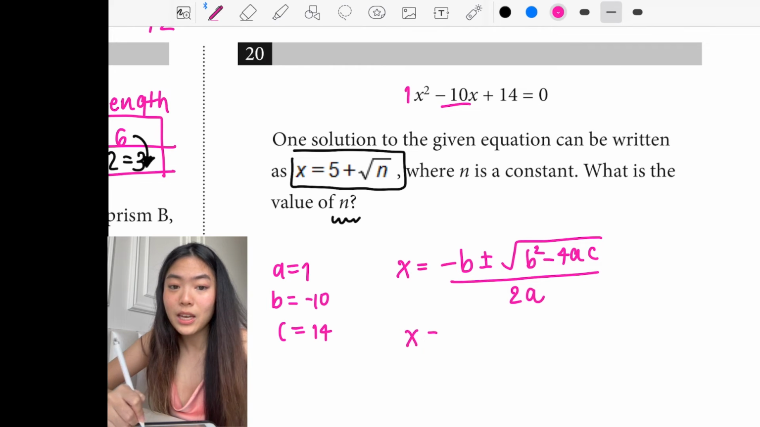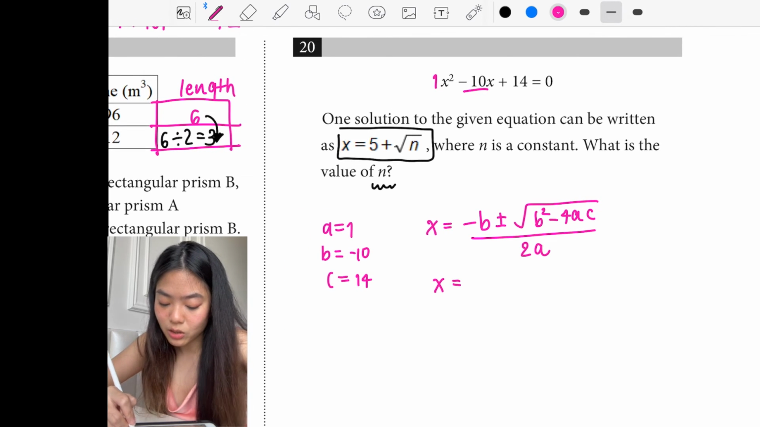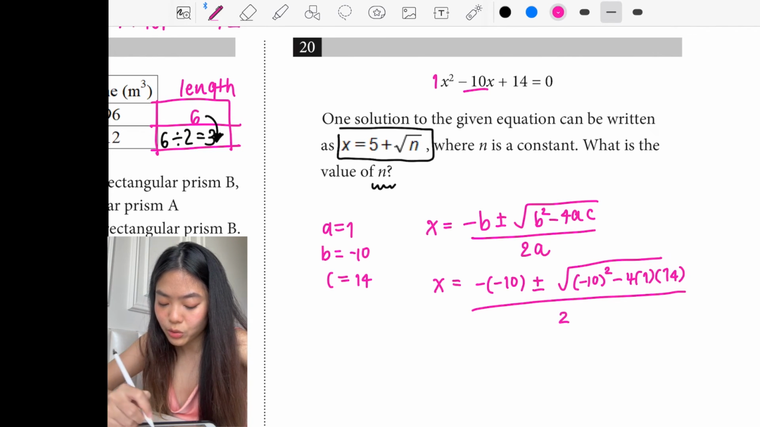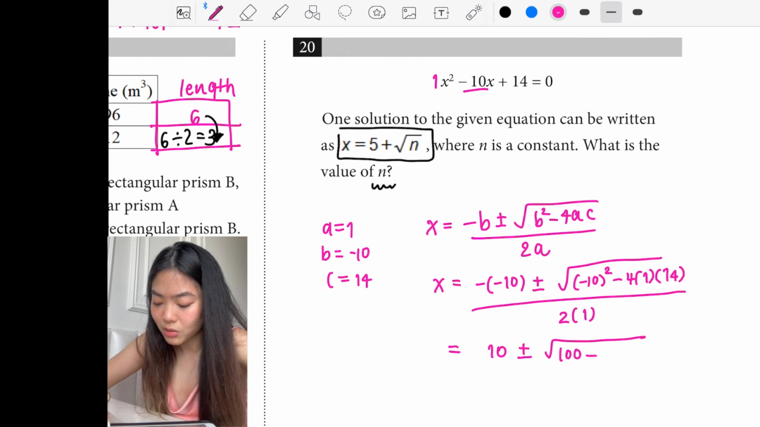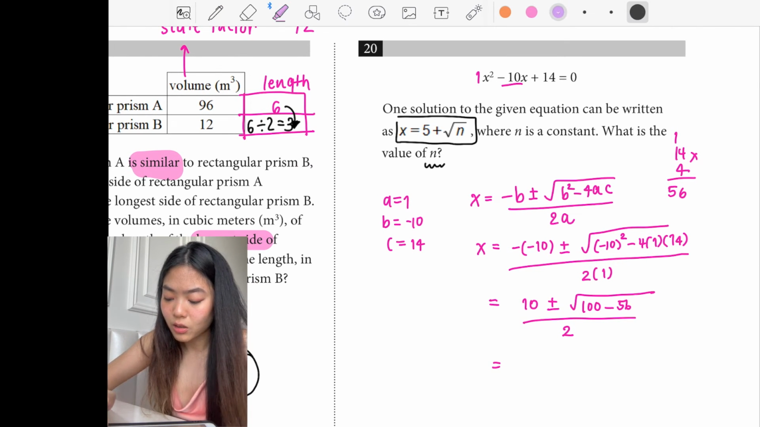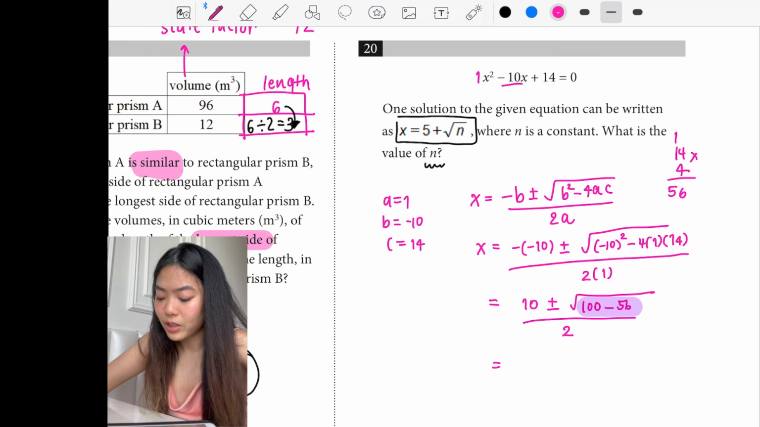So we're going to plug everything into this equation. So let's plug in minus negative 10 plus or minus the square root of negative 10 squared minus 4 times 1 times 14, over 2 times a, which is 1. Okay, so I would have 10 plus or minus the square root of 100 subtract 14 times 4. If you're not sure, you can multiply like this, and this is 56, over 2. Okay, then now we can simplify inside here. So I suggest you do 100 subtract 56, so it's going to be 44, so square root of 44.